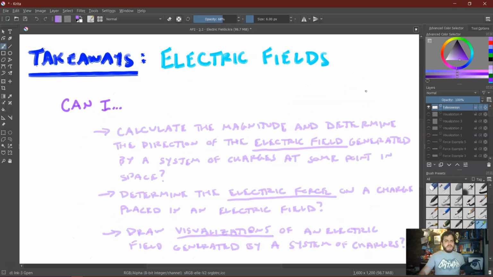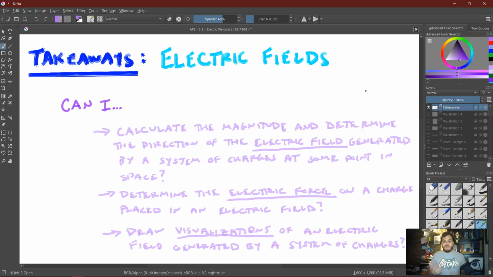So what are the main takeaways for this lesson on electric fields? Well, one, can we calculate the magnitude and determine the direction of the electric field generated by some system of charges at some point in space? Now, we find the magnitude through the equation E equals kq over r squared, and we can combine those all together as vectors to find the total magnitude, and we find the direction, always remembering that it is away from positive charges toward negative charges.